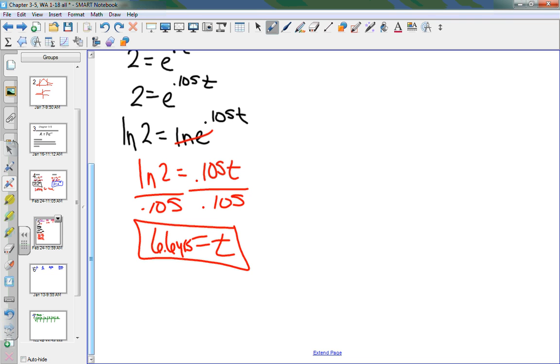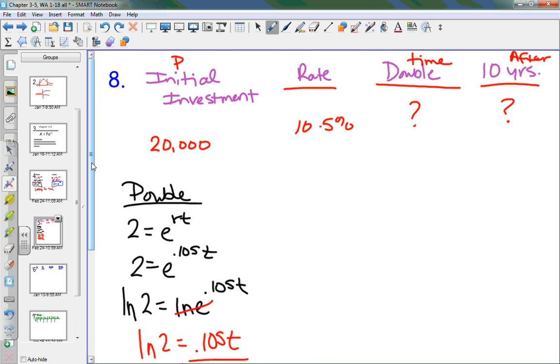6.6 years. Well, that's pretty darn good. How many people in here, if you had $20,000, would easily give that to a bank with an interest rate of 10.5% to get $40,000 in 6 years? That is great. Agree? That's your college education right there. Now, that means this is what goes right here, it's 6.6 years.